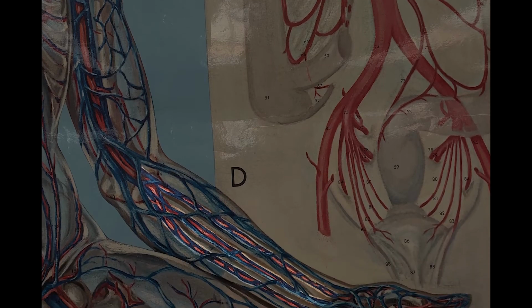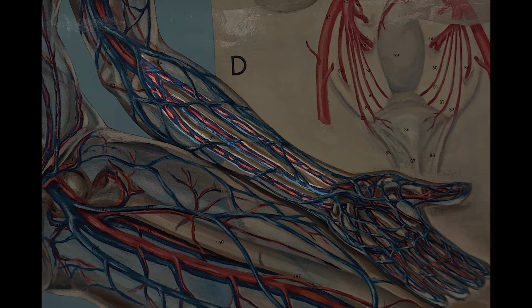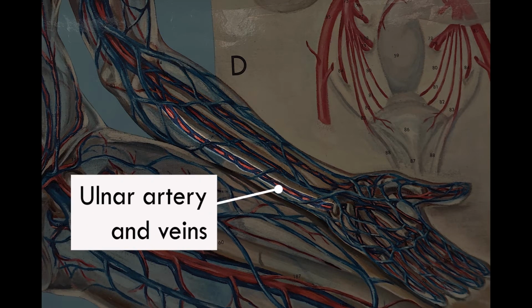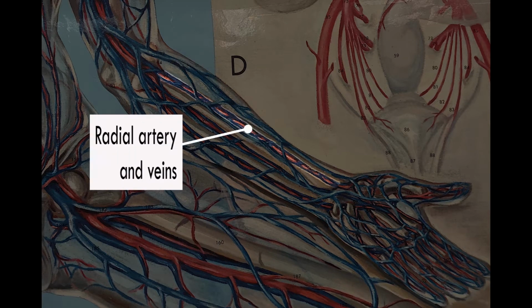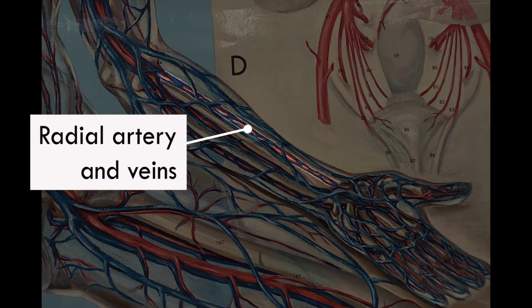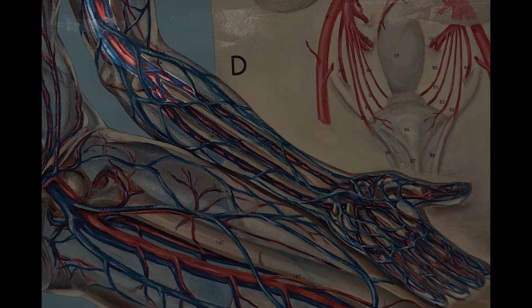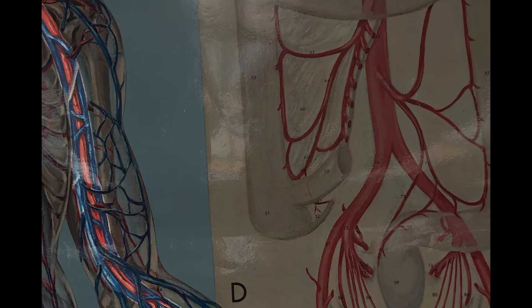Back down to the lower arm, remember that the arteries are deep and there are deep veins as well, and they follow the same course as the bone. So this would be the ulnar artery and veins. This would be the radial artery and veins. They come together to form the brachial artery and the brachial veins.